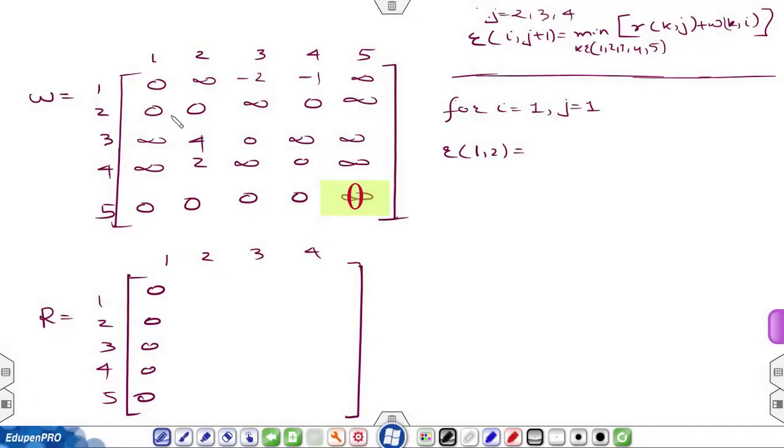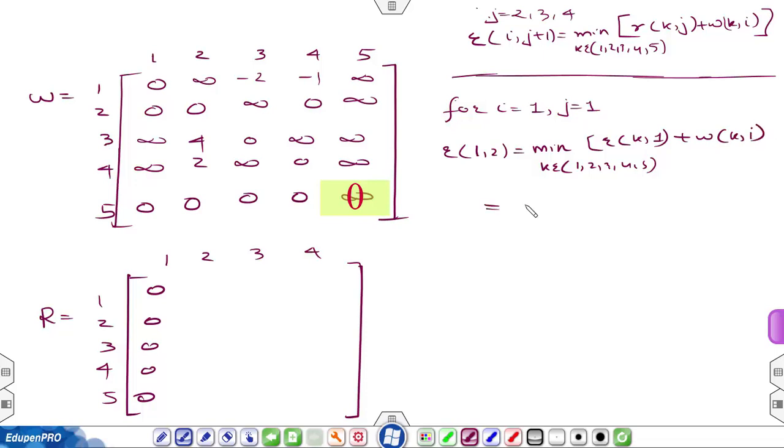So we will now evaluate the remaining terms of matrix R. For i equal to 1 and j equal to 1, the term that we will evaluate is R1,2. This means first row, second column, and this will be given by the minimum for k belongs to 2, 3, 4, 5 of R of k comma j, which is 1, plus w of k comma i.